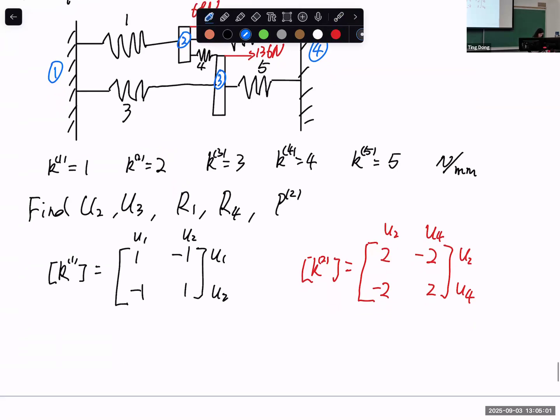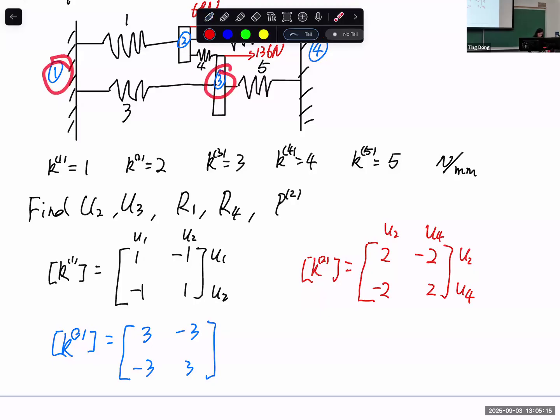Similarly, for element 3, we have 3, -3, -3, 3. And element 3 is connected to node 1 and node 3. So the row and the column index becomes U1, U3, U1, U3.